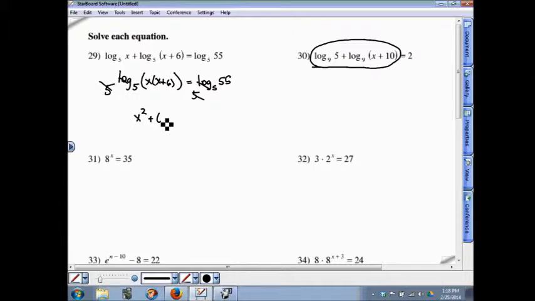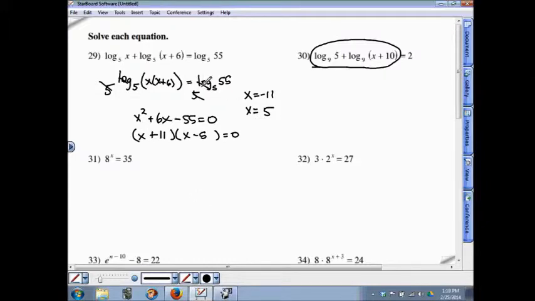So you have x squared plus 6x equals 55. If you subtract 55 to the other side, it's going to equal 0. If you factor, x plus 11 and x minus 5, which means that x equals negative 11 or x equals positive 5.